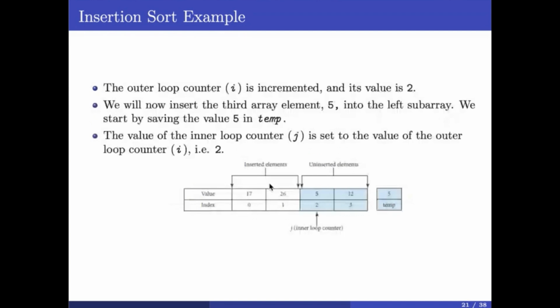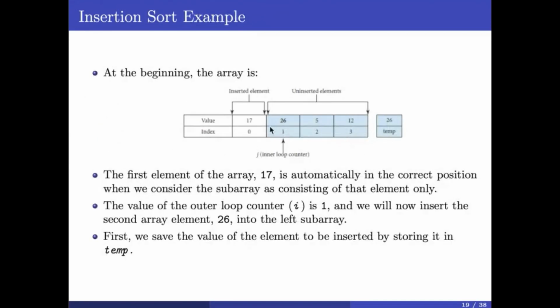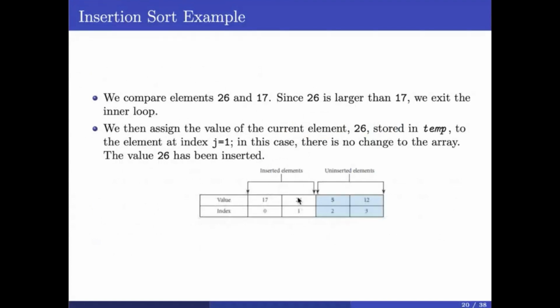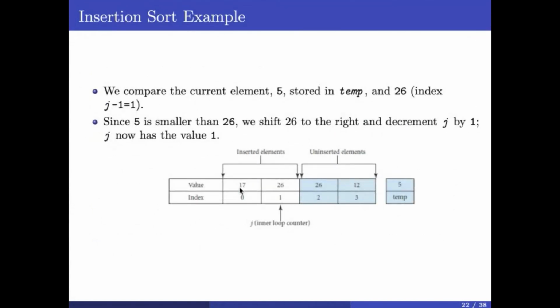So I need to compare in the while loop with the j minus 1. First, the j is not equal to 0, it's equal to 1. And the j minus 1, in this case in our array, is going to be the value of 17. Is 17 greater than 5? Yes. So shift the 17 to the right. Then after that, decrement the value of j.